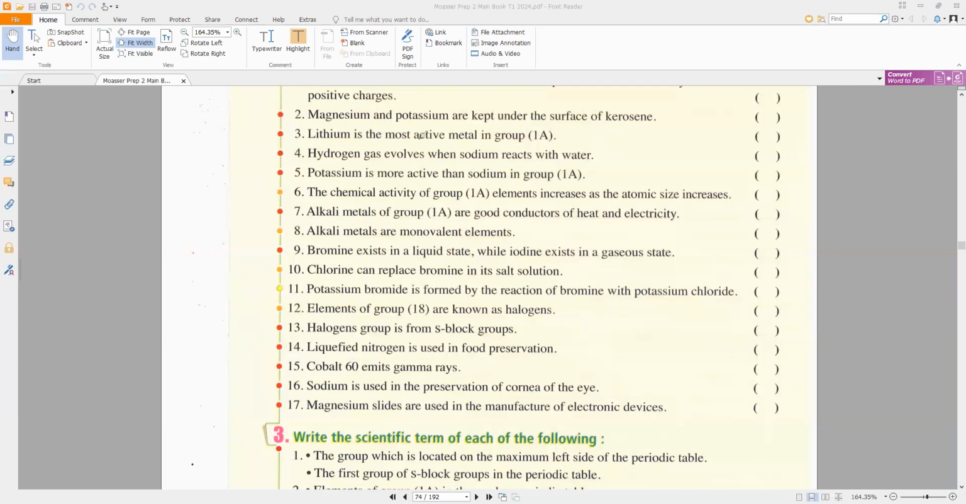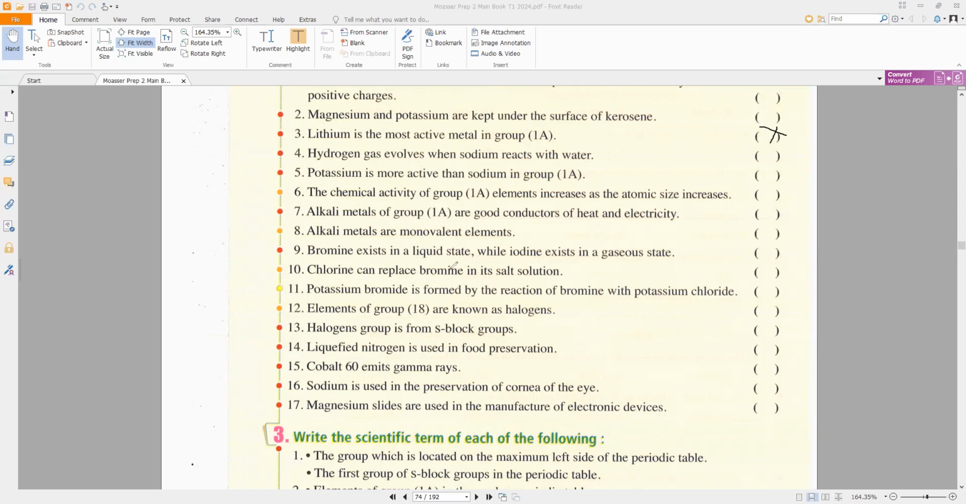Lithium is the most active metal in 1A. That's false because lithium is the smallest active, because the activity increases as we move down. Cesium is the most active metal, or alkali metal.